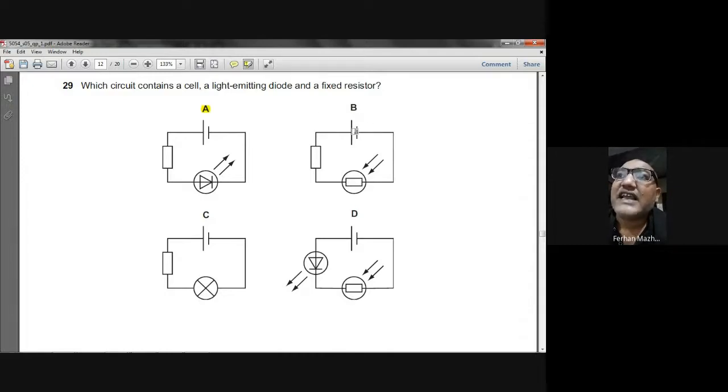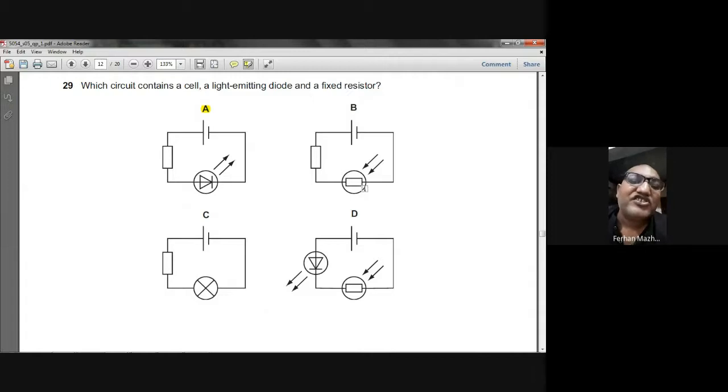B, this is the cell, this is the fixed resistor. This is the light dependent resistor, LDR. This is not LED. There are two different words I'm saying. We are looking for LED, light emitting diode. A is the right answer. This component in diagram B is not LED. This is called LDR, light dependent resistor.